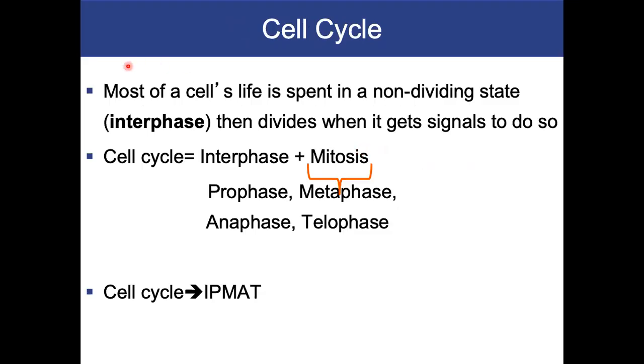Okay, so the cell life cycle. Most of the cell's life is spent in a non-dividing state called interphase. Interphase is where the cell is doing its job, right? So if it's a lung cell, it's letting CO2 and O2 through. If it's a liver cell, it is detoxifying stuff. It is growing. It is going through metabolism. It's producing waste. It's sending out signals. So this is just a phase where the cell is living, right? And then it's going to go through mitosis if it gets a signal to do so.